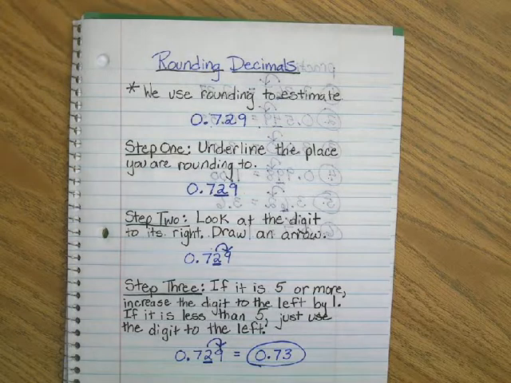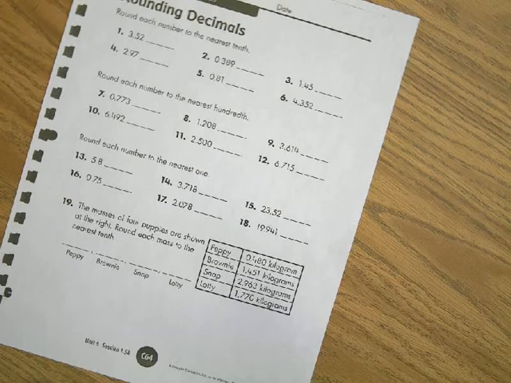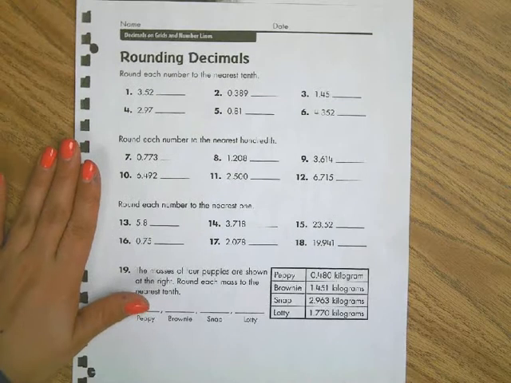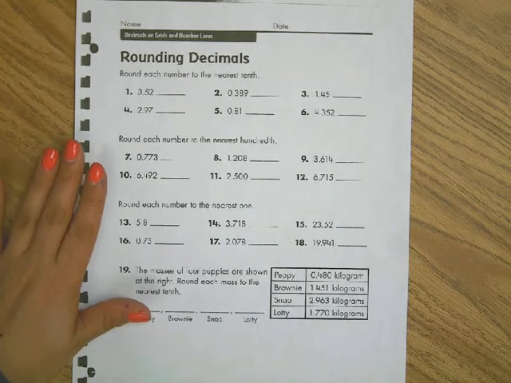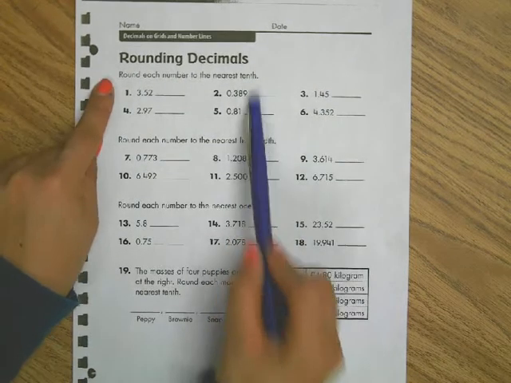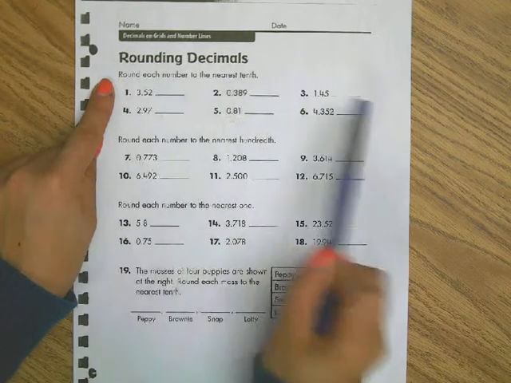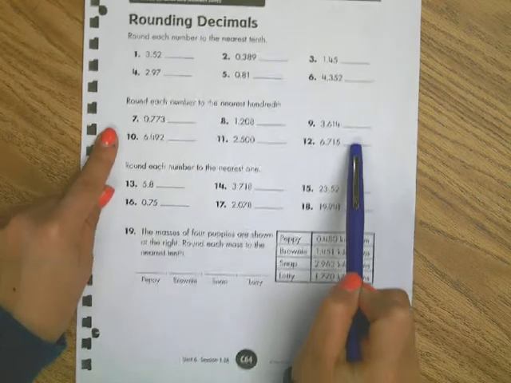The first part, you're rounding to the nearest 10. Should I see underlining and arrows? Yes. Second part, we're rounding to the nearest 100. Should I see underlining and arrows? Next part, you're rounding to the nearest 1. Should I see underlining and arrows? Number 19, you're going to be rounding these to the nearest 10th. Okay? This is on your own.